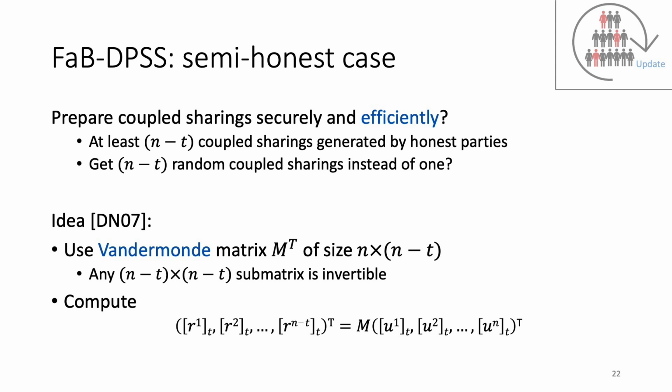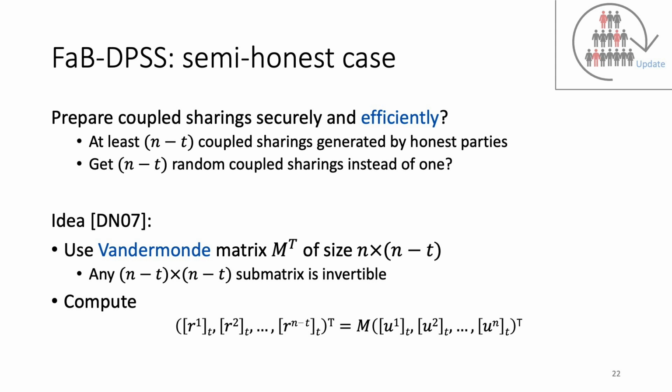And here we're using an idea by Damgård and Nielsen. They're using a Vandermonde matrix of size n times n minus t. And the important property of this matrix is that any n minus t times n minus t submatrix is invertible. And what you can do now is you can take all of those sharings of u_i, and you can multiply them by this matrix M, and it will give you n minus t sharings of r_i.